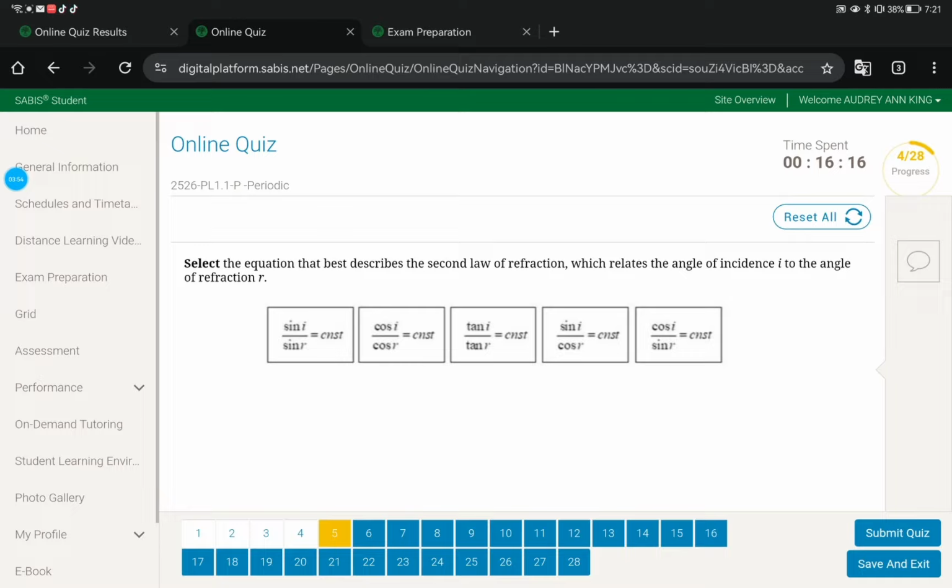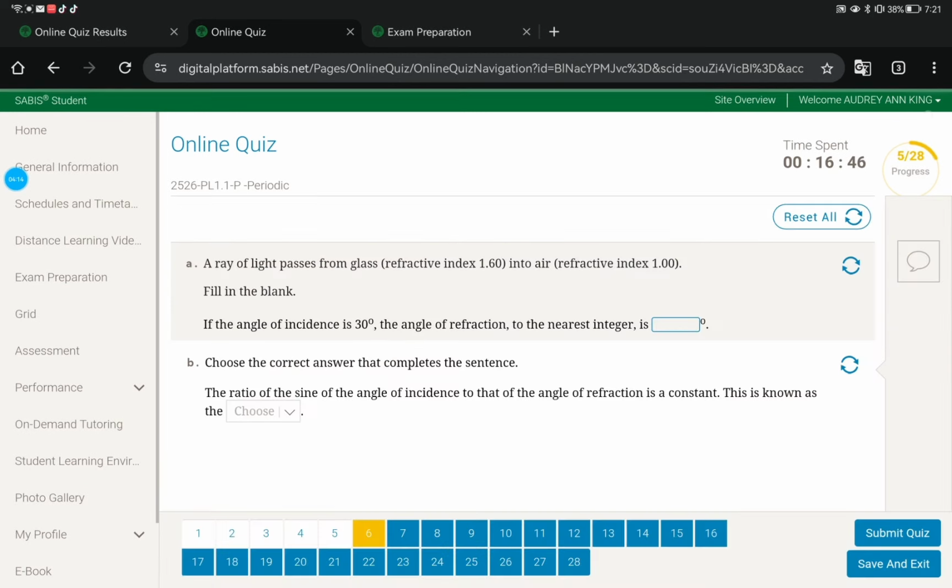Select the equation that best describes the second law of refraction, which relates the angle of incidence i to the angle of refraction r. Again, this is a formula you have to have memorized. It's sine of the angle of incidence over sine of the angle of refraction equals a constant.